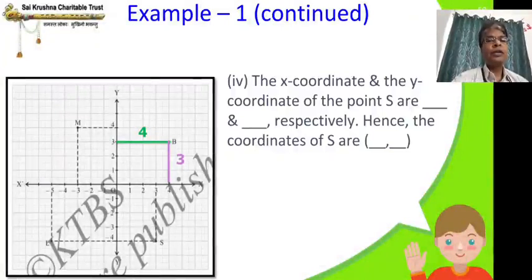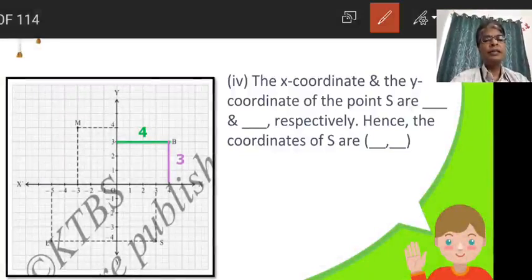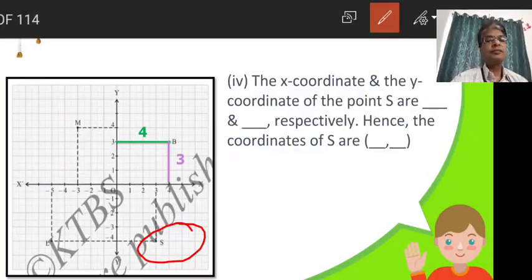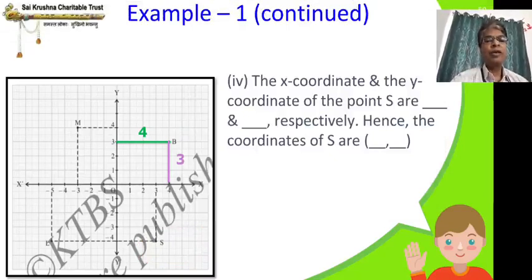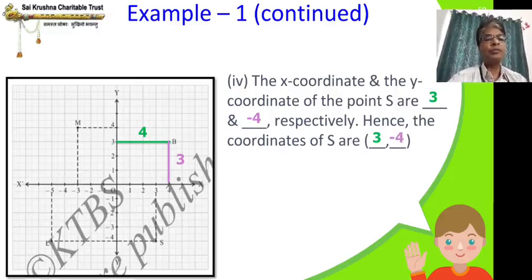The x coordinate and the y coordinate of the point S are dash and dash respectively. S is here. As usual, pause the video and write your answer. Yes, again double star for everybody. So, S lies 3 units from the y axis in the positive direction, so plus 3, and 4 units from the x axis in the negative direction, so minus 4. Therefore, the coordinates of S are 3 comma minus 4.